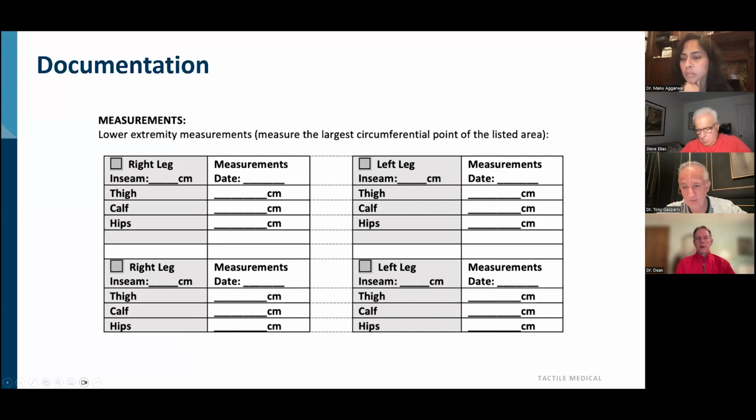Any comments or questions? Anybody? As far as comments, when those measurements go, a lot of times if you don't take them in your office, if you refer them to a certified lymphedema therapist, they do all those measurements for you. Yeah, and I think that's a good point.